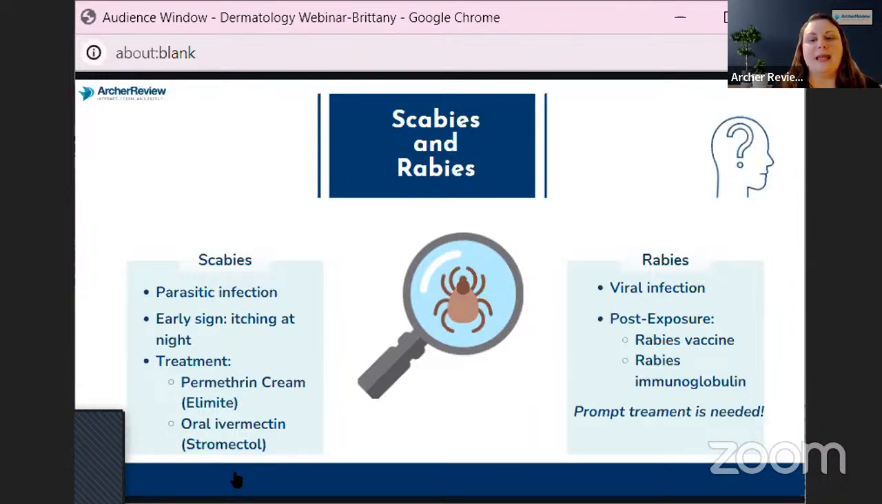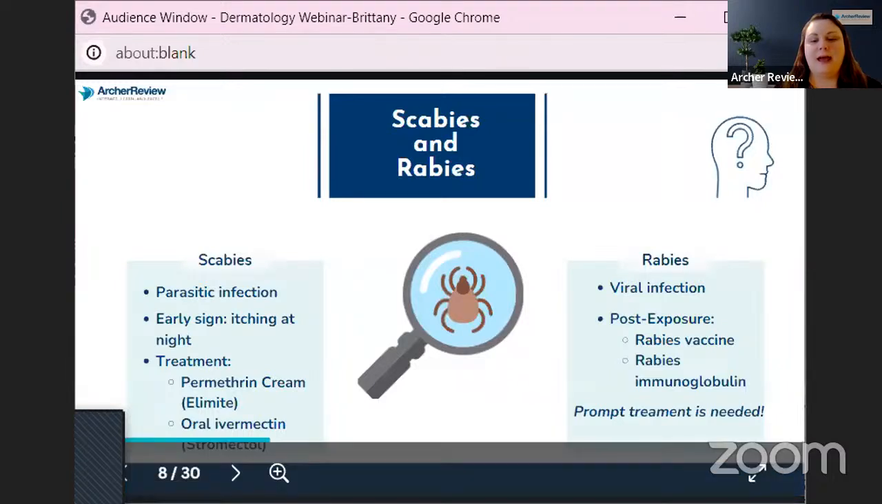Rabies is a viral infection. It comes from some sort of infected animal. Does anybody have any guesses as to what animal we're very concerned about for rabies? Anybody want to take a guess there? Anybody? It's going to be bats. Also, raccoons could be one.